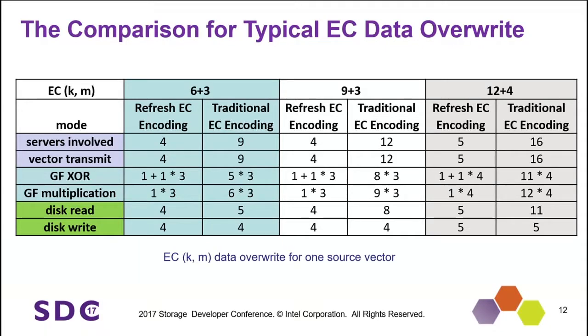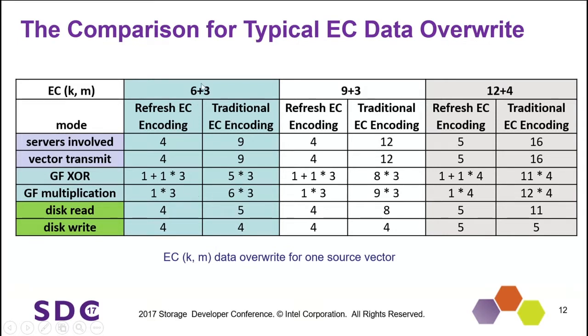Here I list the comparison table on some typical Erasure codes between traditional encoding and Refraction encoding. It is about the computation, network and disk workload. For 6 plus 3, we have explained in detail. From the comparison, the overhead of Refraction encoding is much less than the traditional EC encoding.